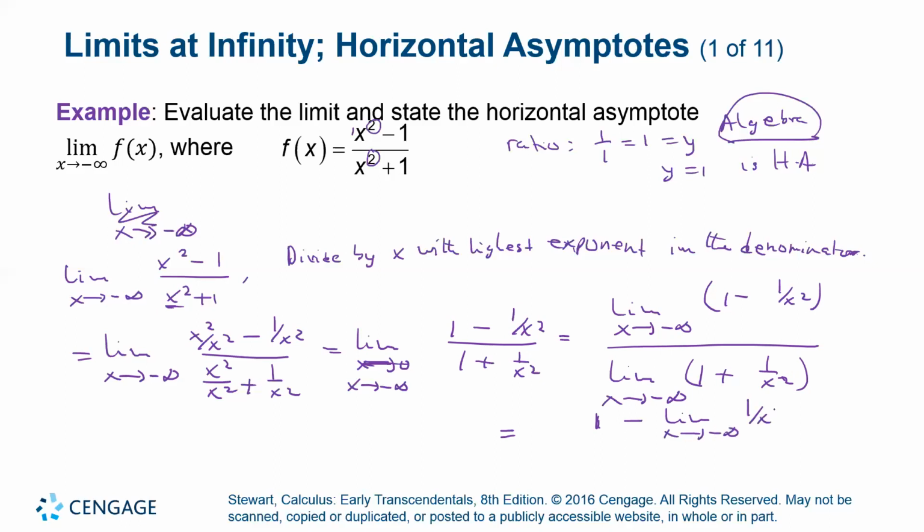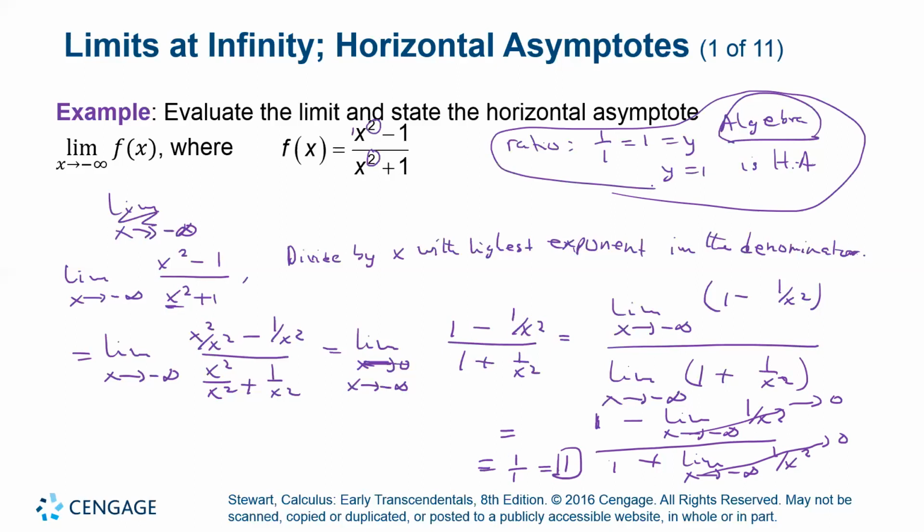Now you notice that the numerator will be 1 minus the limit as x goes to negative infinity of 1 over x squared, because the limit of a constant is the constant, and the denominator is 1 plus the limit as x goes to negative infinity of 1 over x squared. This part goes to 0, and this part also goes to 0. So the answer is 1 over 1, which is equal to 1. So I've used algebra or limits to find the horizontal asymptote, when we could have used algebra from Math 126.